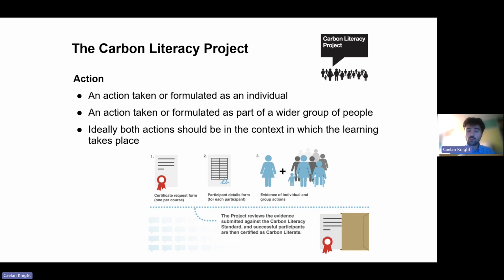So the individual one is something you can do. It doesn't need to rely on others. It's just something you can do in your individual capacity. And the group action is geared towards you influencing others. So it could be that you put forward a proposal. It could be that you involve others in some kind of initiative. That could also be in your community. And the idea is that not only do you learn about climate change, but you put that learning into action and you actually take concrete action to reduce emissions.